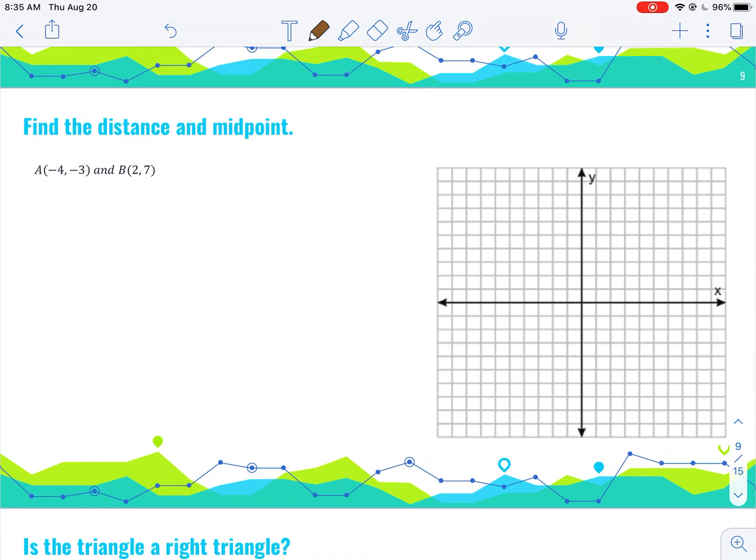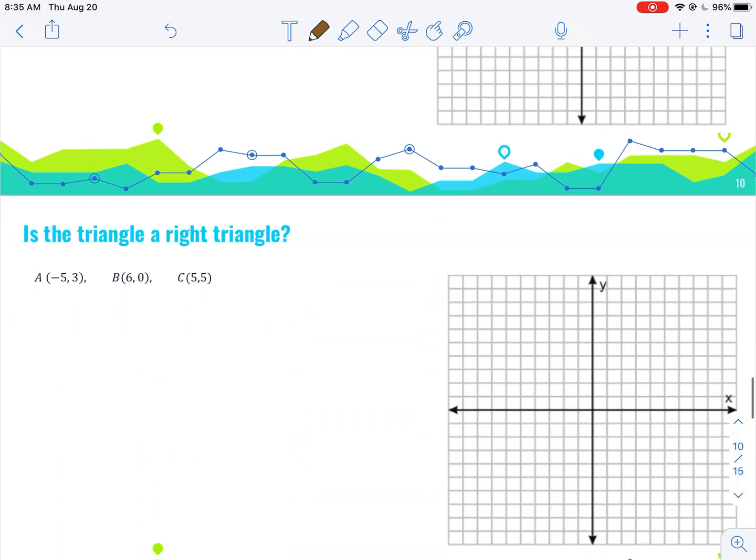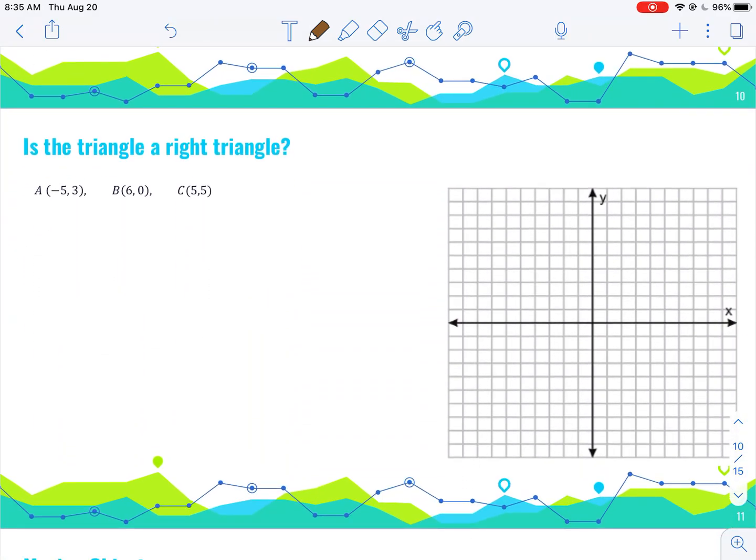We did this example problem in class, so you guys can look at the finished notes if you would like to see this example worked out. But right now, you guys can find the distance in the midpoint between negative 4, negative 3, and 2, 7. Is it a right triangle? Again, we worked this problem out in class, so you can look at the example from notes, but you have two options for if something is a right triangle.